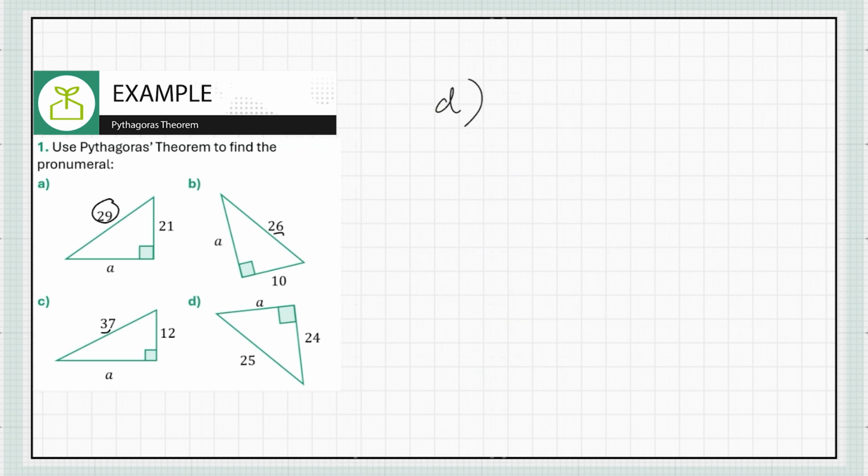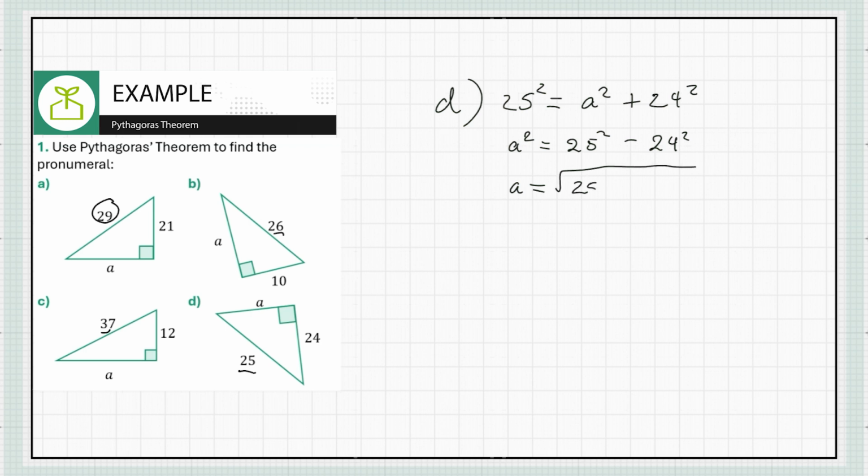Alright, lastly we have D. So for D our hypotenuse is 25, so 25 squared is equal to a squared plus 24 squared. And if we rearrange this by taking away 24 squared from both sides, we end up with a squared is equal to our hypotenuse squared minus our given side squared. That means a will be equal to the square root of 25 squared minus 24 squared.